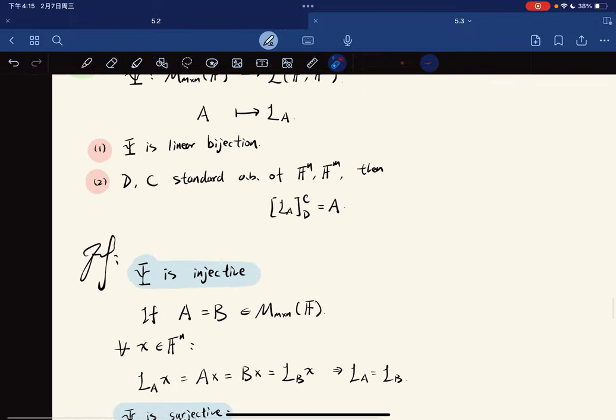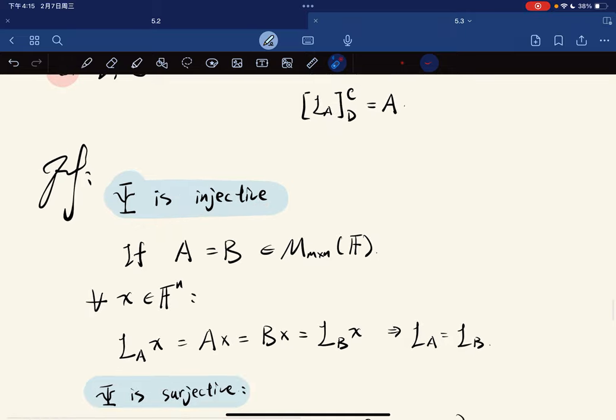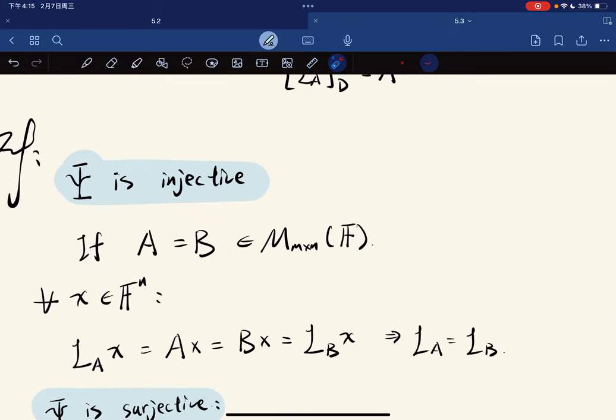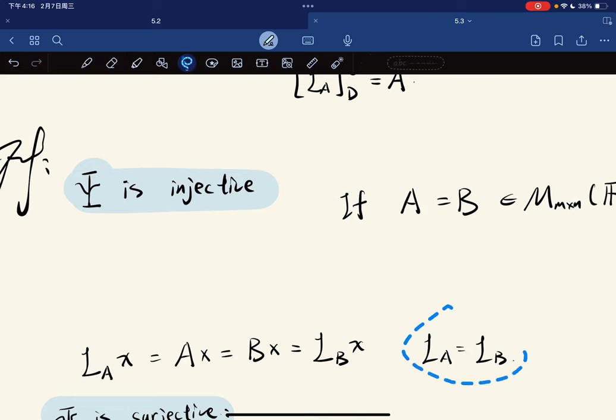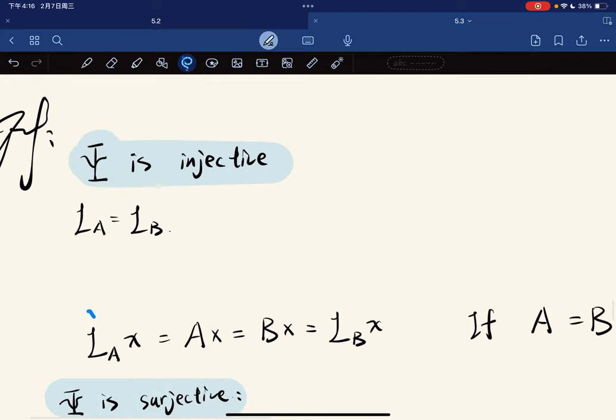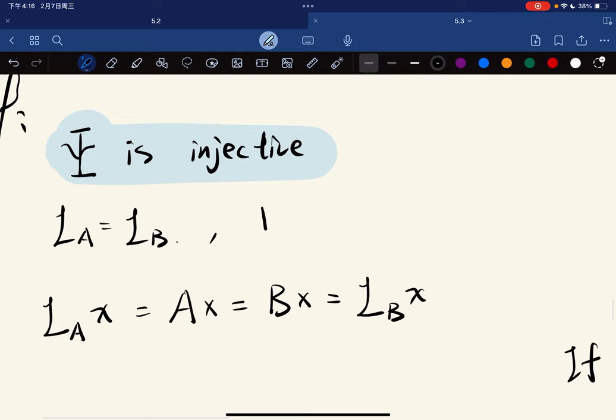Okay, so now we show that it's a bijection. So first we show that it's injective. Wait a second. We should go from the reverse direction. If L_A equals L_B, then for any x in F^n, I suppose.